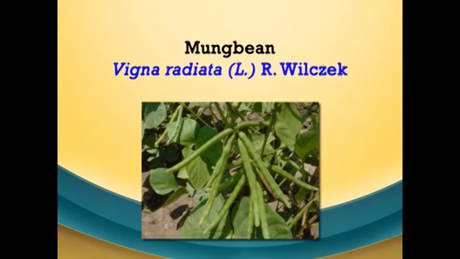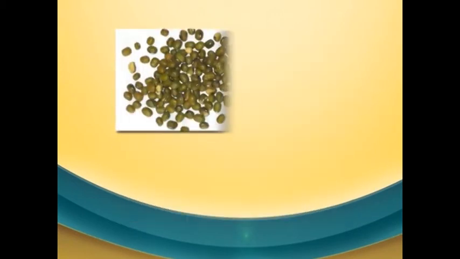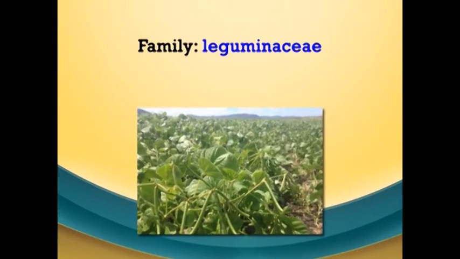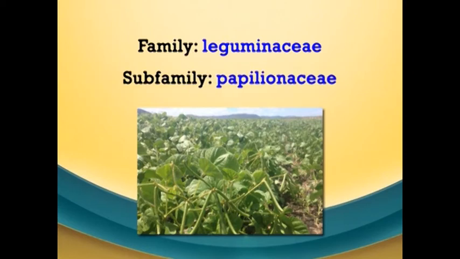Hi everyone, today we will study about the crop Mungbean. Now let's start with some introduction of the crop Mungbean. Mungbean, that is Vigna radiata Linnaeus R. Wilczek, is an annual leguminous crop cultivated for its edible seeds and sprouts across Asia. They belong to the family Leguminosae and subfamily Papilionaceae.